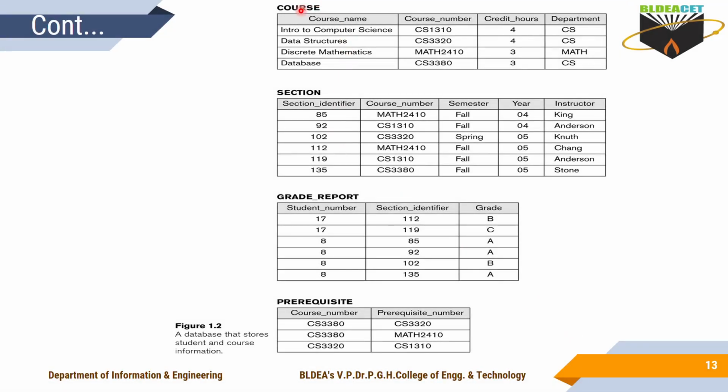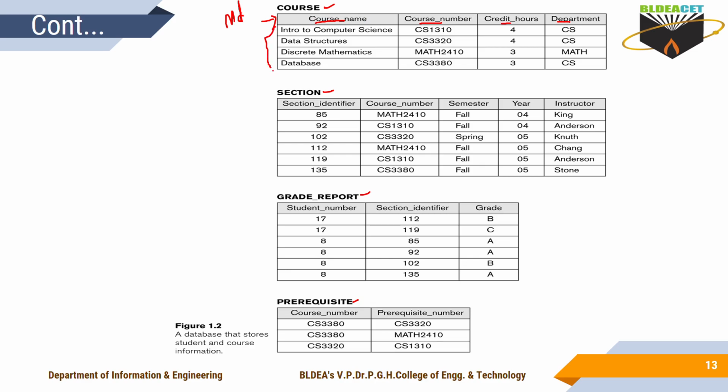For example, course. Course is an entity. Section is also an entity. Grade report and prerequisite are also different entities. And now course name, course number, credit hours and department. What do we call all these things? These are metadata. So course name, course number, credit hours and department are metadata.